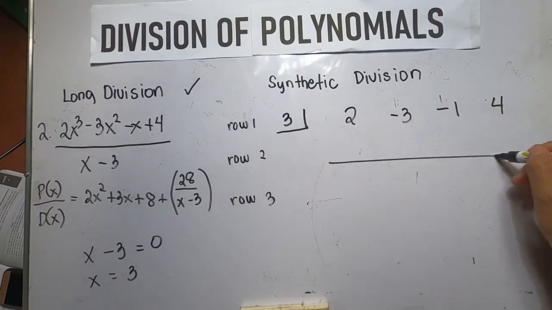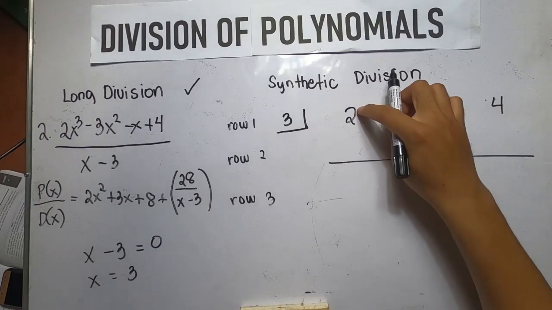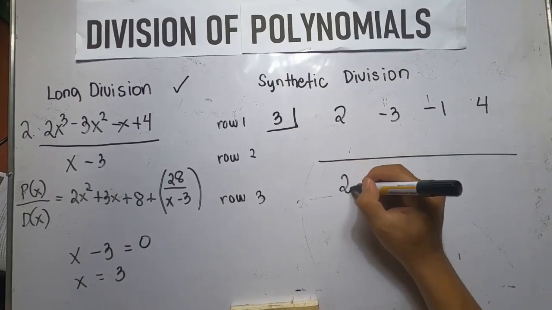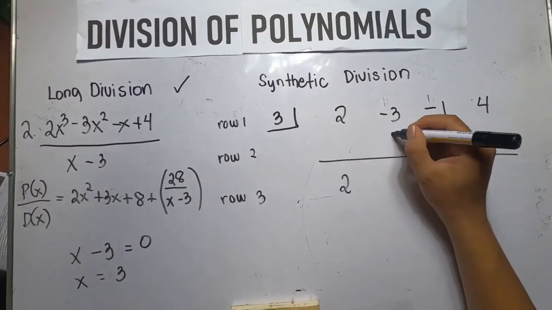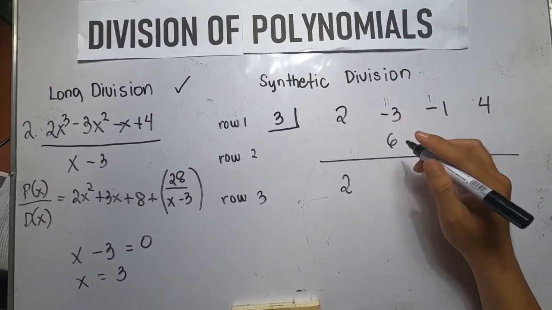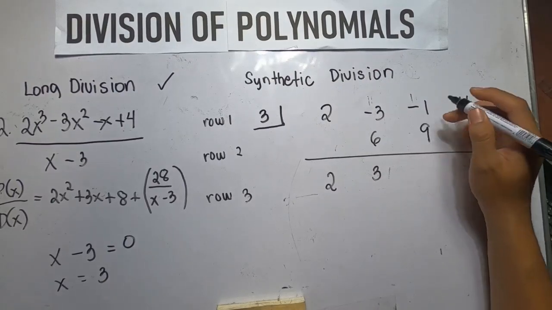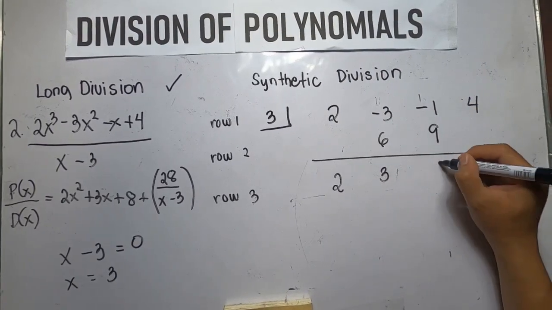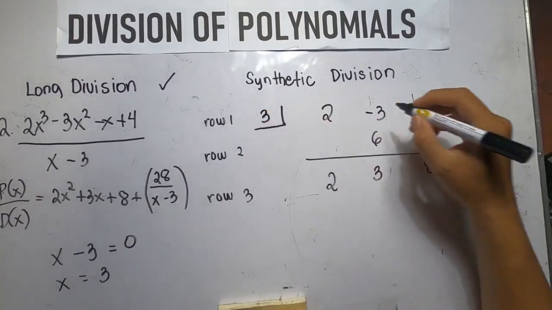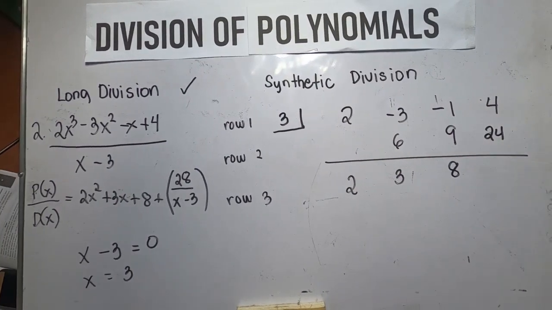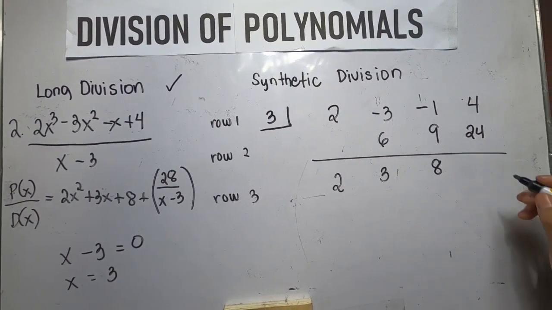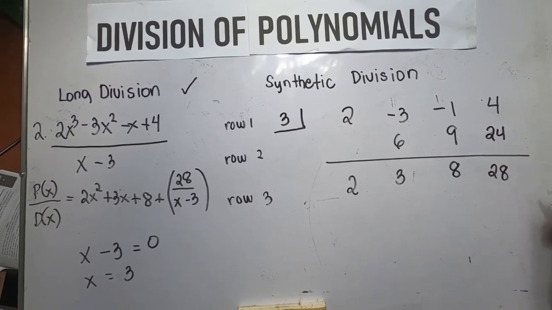synthetic division. Bring down the first coefficient, that's 2. Multiplied by 3, that is 6. Negative 3 plus 6 is positive 3. 3 times 3 is 9. Negative 1 plus 9 is equal to 8. 8 times 3 is equal to 24. 4 plus 24 is equal to 28.